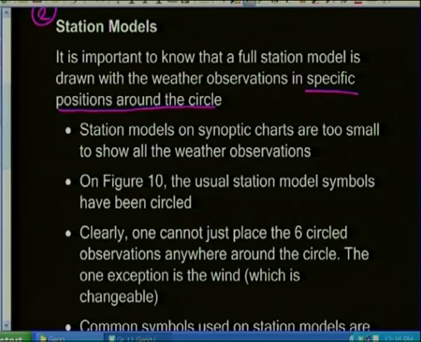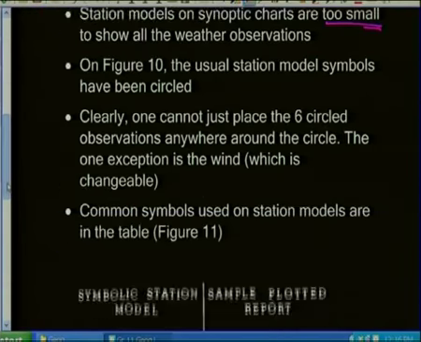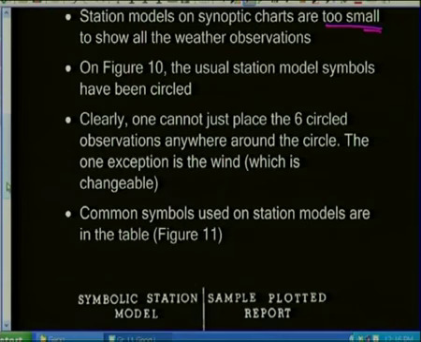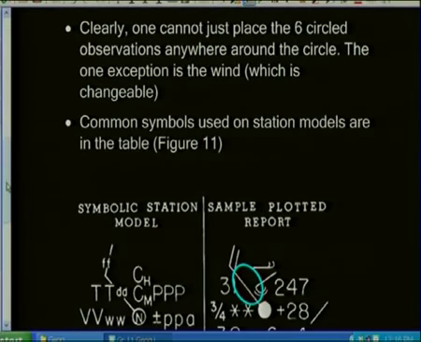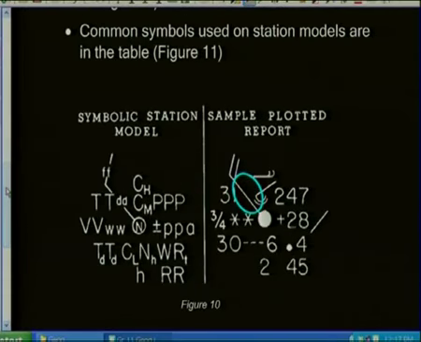Station models on synoptic charts are much too small to show all the weather observations at the time. On Figure 10, the usual station model symbols have been circled, or I will point them out to you. Clearly, one cannot just place the 6 circled observations anywhere around the circle. The one exception is wind, which can come from any direction, so that is changeable. The common symbols used on station models I'll show you in a table, which is Figure 11, in a minute.